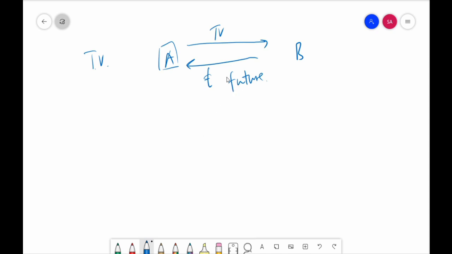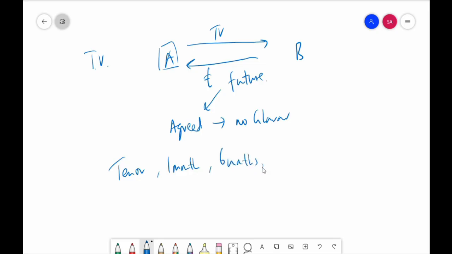Even though it's in the future, the price must be agreed. It must be explicit to avoid gharar. You can't have an uncertain price. So how do they agree this price? They say to the client, first of all, they agree the tenor, how long the client has to repay. Is it 1 month, 6 months, 1 year, and so on. They agree that first, and then they agree what the value of the TV is.